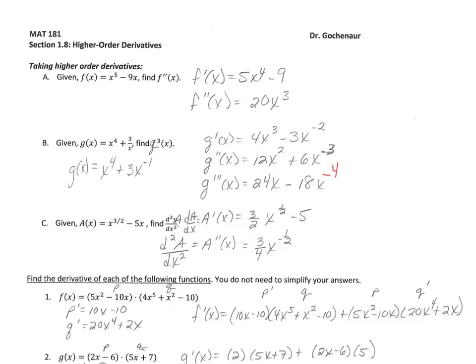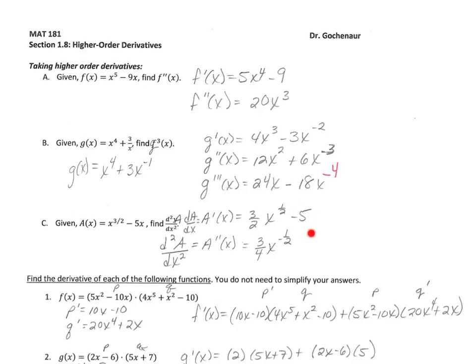For the third example, the function called a, we have our function written as x raised to the 3 halves minus 5x. This notation of d2a over dx squared is really just another functional notation. Remember, for derivatives that we have, that's what it looks like when you're trying to do higher order, not just first derivatives. So the first derivative of a with respect to x has this notation and this notation. So we bring the 3 halves down in front, subtract 1 from 3 halves to get 1 half. Derivative of negative 5x is negative 5.